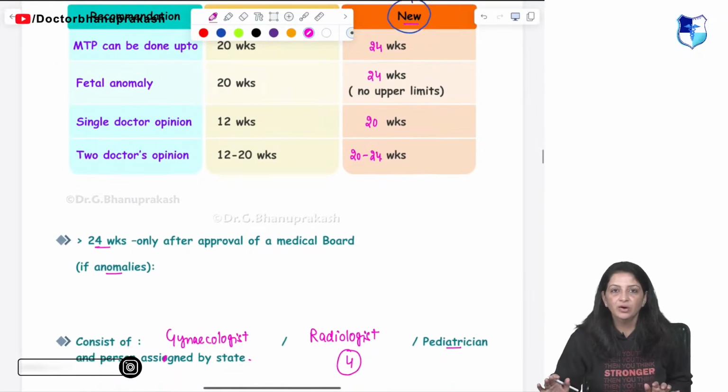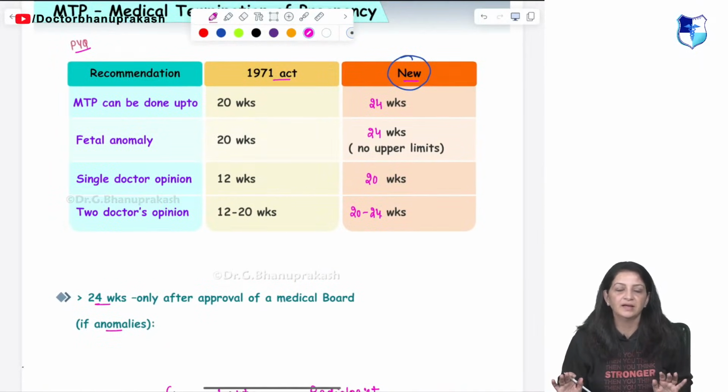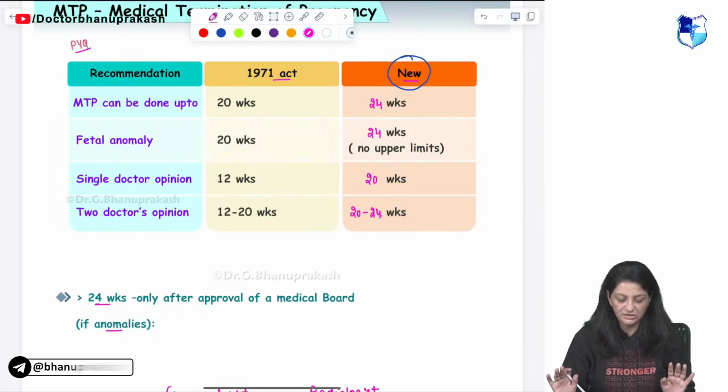This is very important. MTP, abortions, one question is sure, maybe more than one. Abortions and MTP.